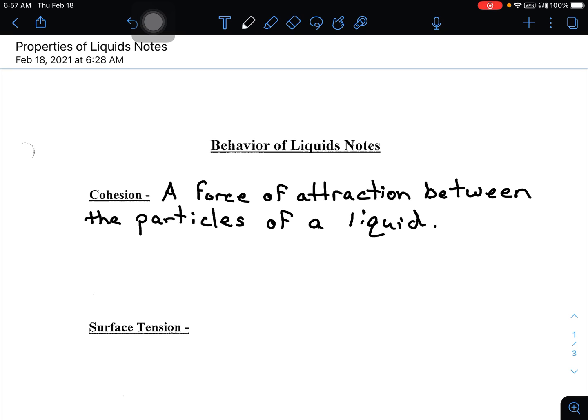The particles of a liquid, although they do have some freedom of movement, can slide between one another and slide around, which allows liquids to behave like they do, be pourable and all that kind of stuff. The particles still attract to each other. A couple of the ways we see this when we see liquids in nature is the fact that liquids form droplets.